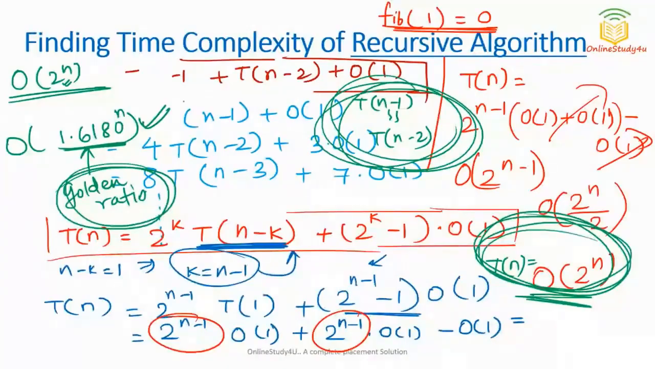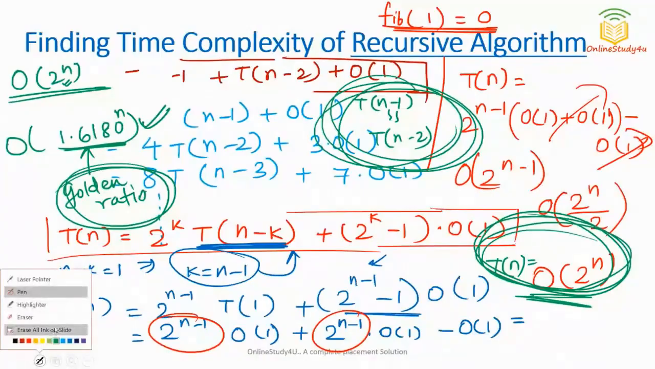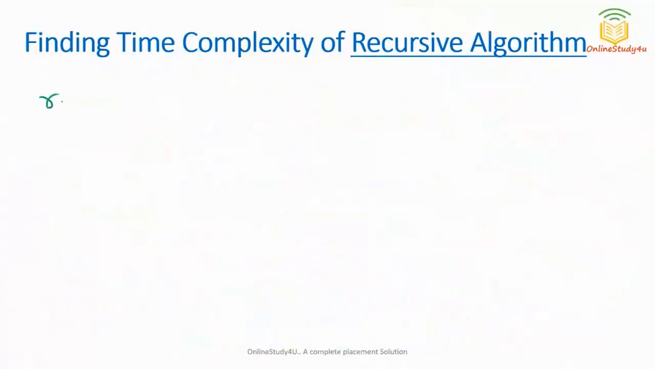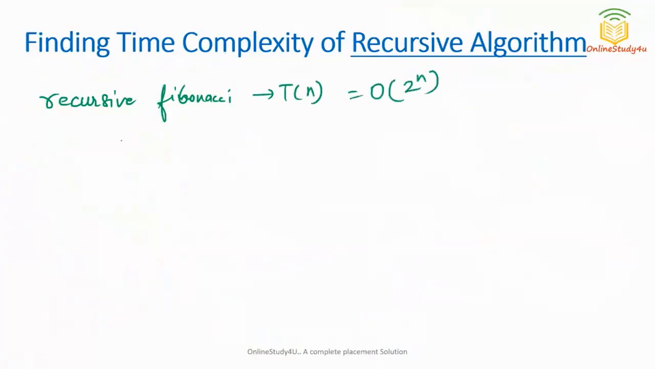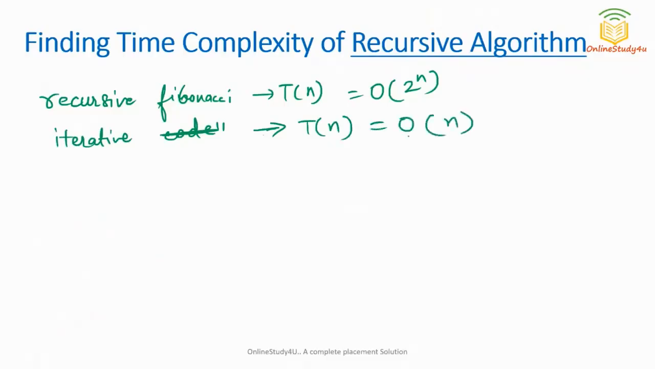Alright, so we have found this result. Any confusion? Now let me do one comparison here. We found that recursive Fibonacci has a time complexity of big O of 2 power n. But if we have an iterative approach, an iterative code for Fibonacci, the time complexity would be order of n only. Now are you getting surprised? So it is the actual thing. Why?